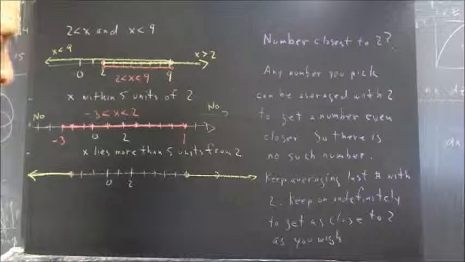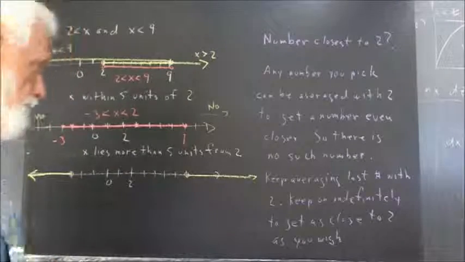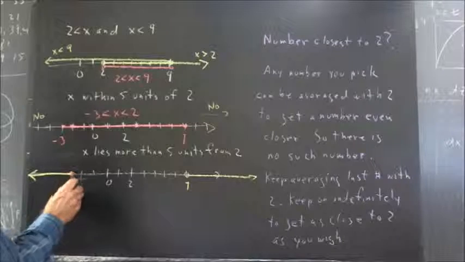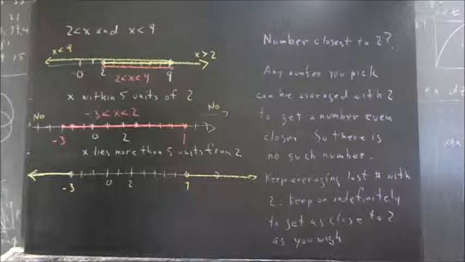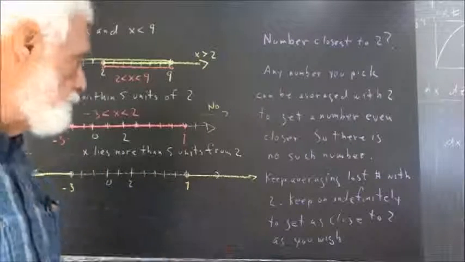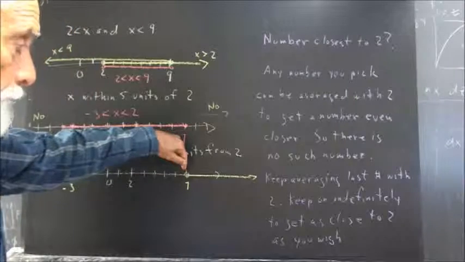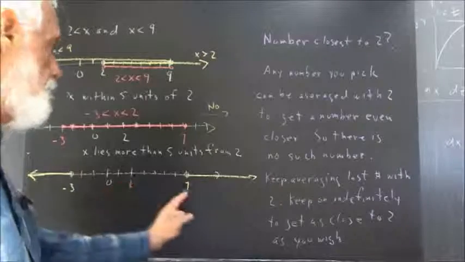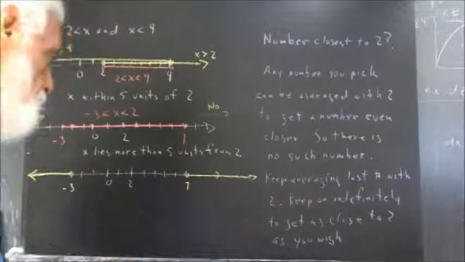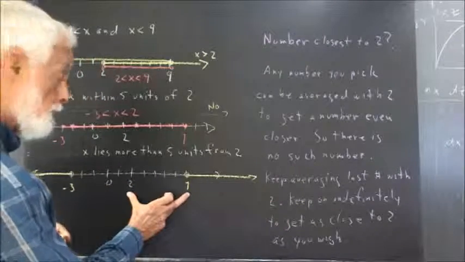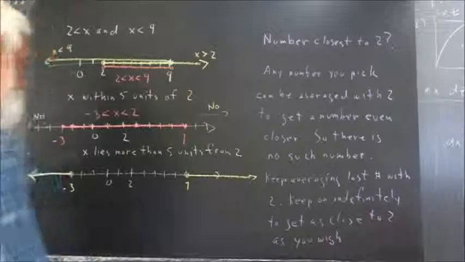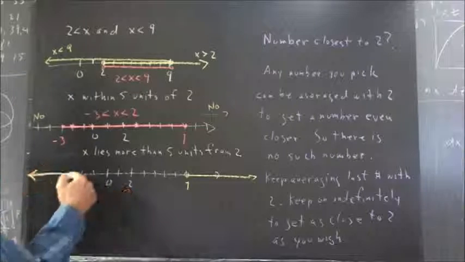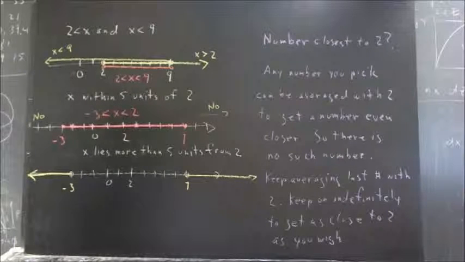Again, we have 7 out here, which is 5 units from 2, and we have -3, which is also 5 units from 2. More than 5 units from 2 would not include 7, but would include every number to the right, because everything beyond here is more than 5 units away from 2. 5 units from 2 is this far. Or on this side, 5 units from 2 is here. More than 5 units from 2 is to the left of this.